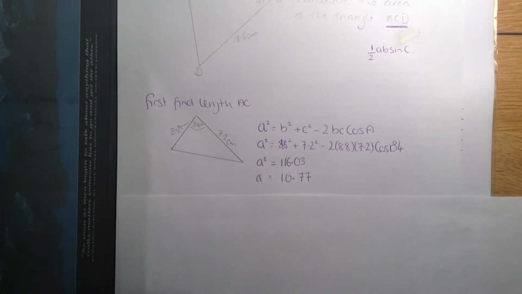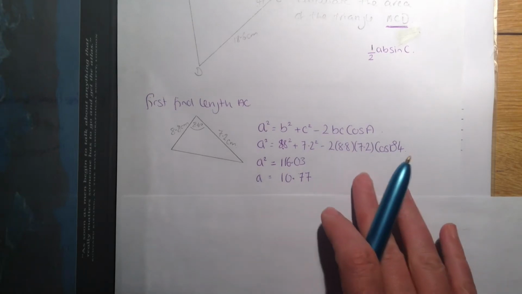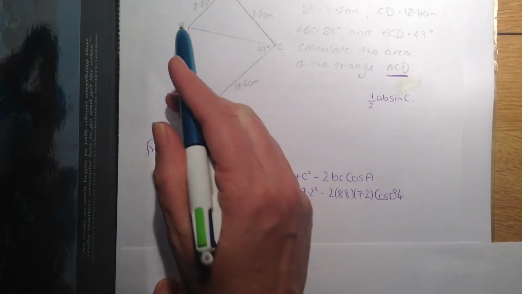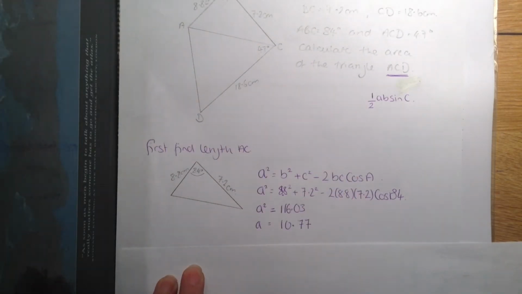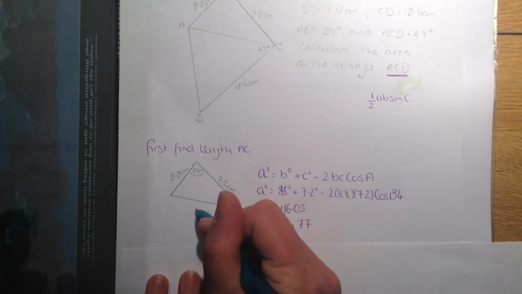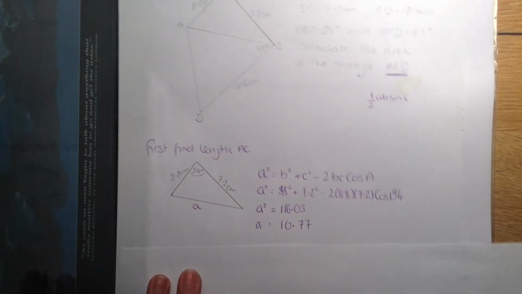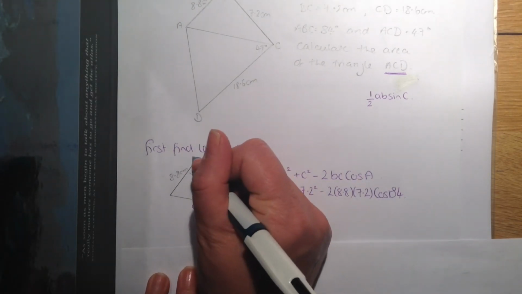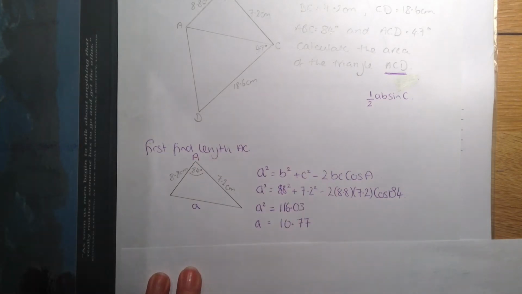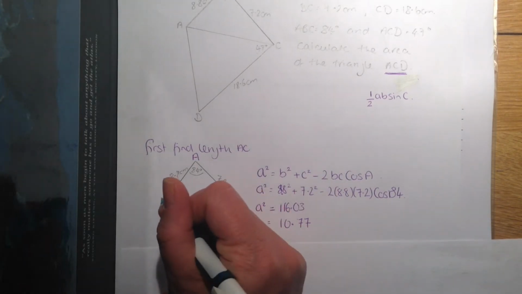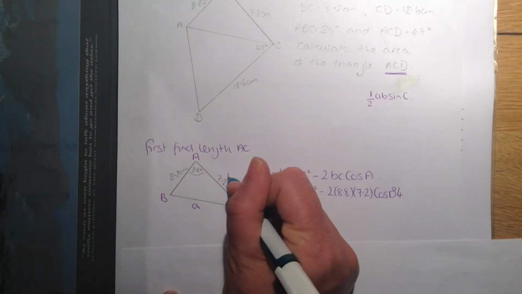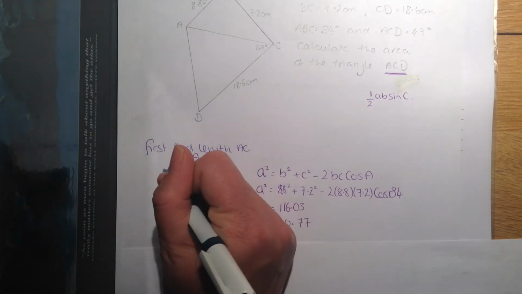So taking a look then, the first thing I'm going to do is find the length AC. I'm finding that length across there. Right, to do this, I've got to label up this triangle. So this is the side I'm trying to find, so that's going to be a. Opposite a is going to be angle A. And then I'm going to have B and C.